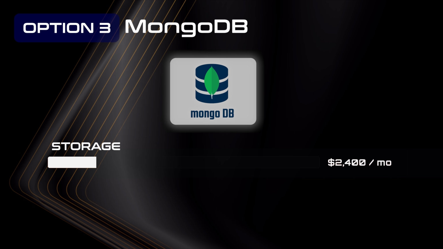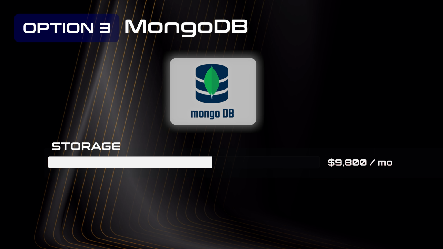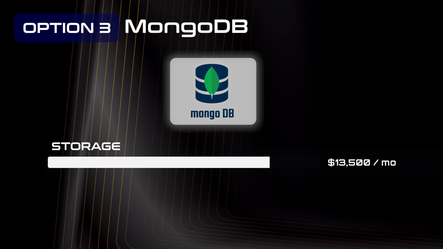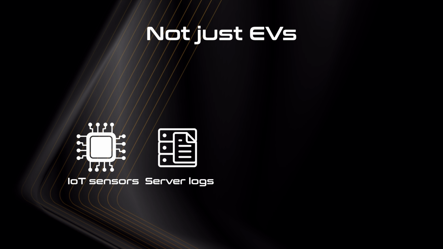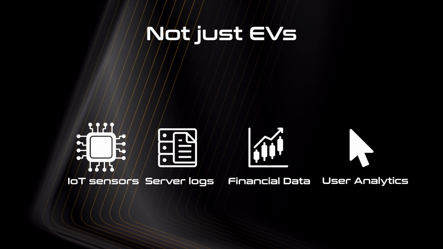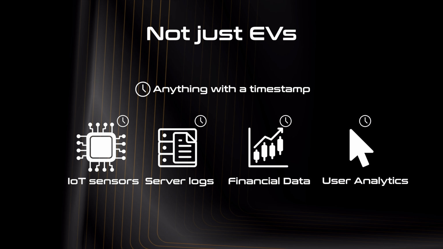Now it has time series collections, but there's no real compression and no way to skip data by time range. What that means is that your storage bill is just growing forever. And just by the way, this is not just an EV charger problem, right? IoT sensors, server logs, financial data, user analytics. Anything with a timestamp that's going to keep growing will eventually hit this same wall.